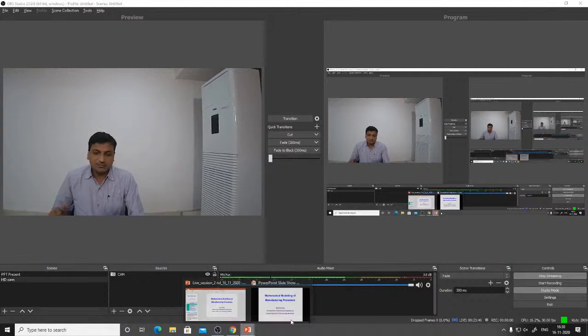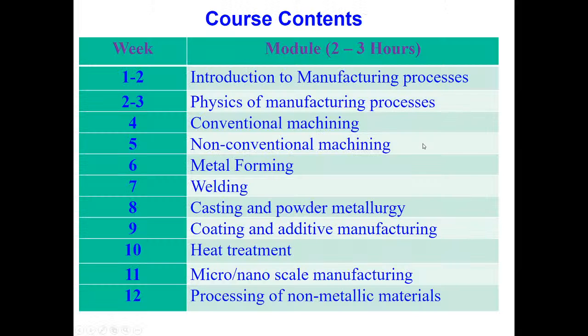Now let us look into the course content. There are 11 modules over 12 weeks, and they cover most aspects: welding, casting, forming, powder metallurgy, even coating, additive manufacturing processes, heat treatment processes, microscale manufacturing, even non-metallic materials. So a wide range of aspects has been covered in this particular course content.